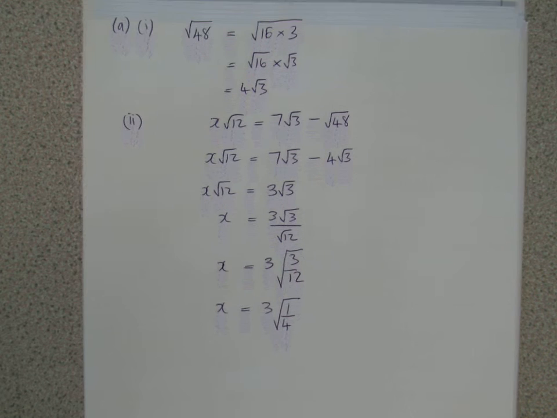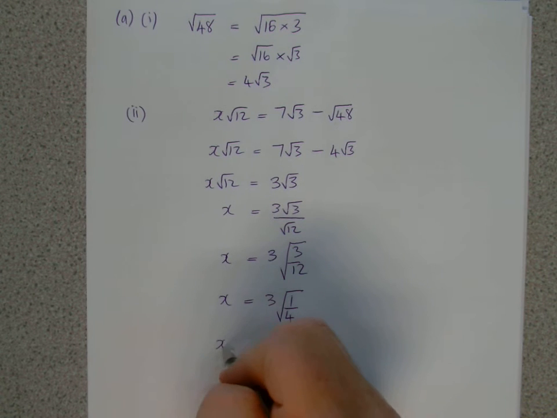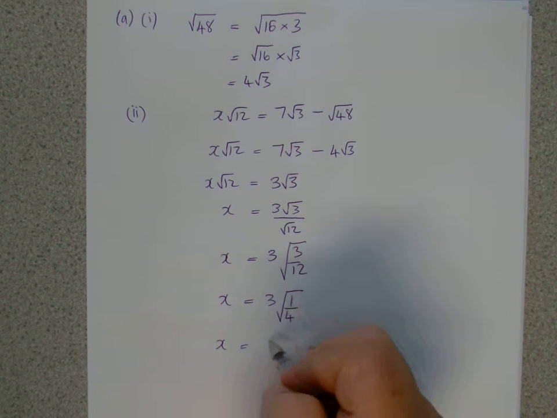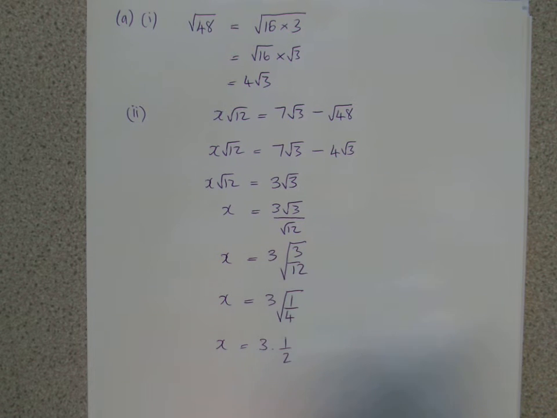Okay, and we can actually square root a quarter. So if we square root a quarter, we get a half, don't we? Square root the top, you get 1. Square root the bottom, you get 2. So 3 times a half is 3 over 2, okay, or 1.5.